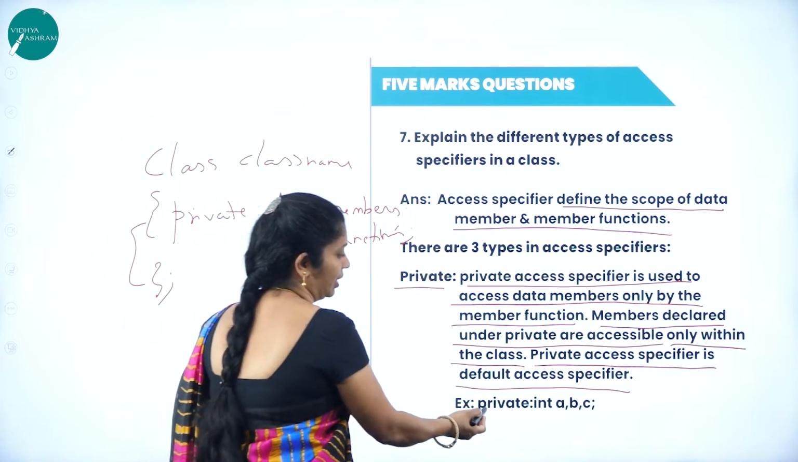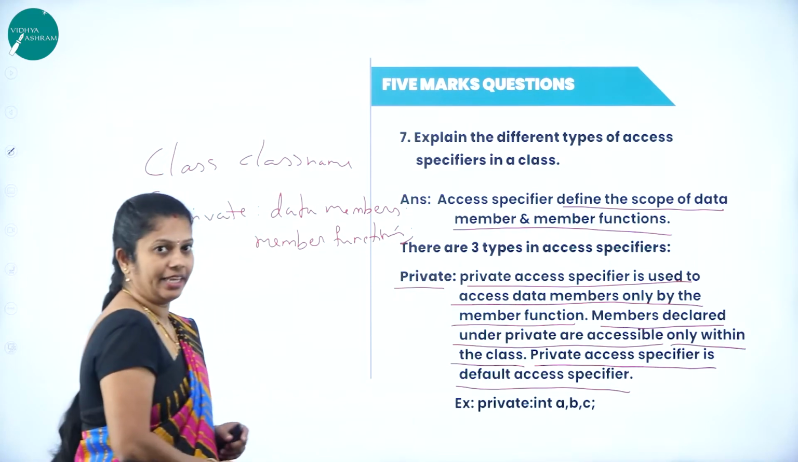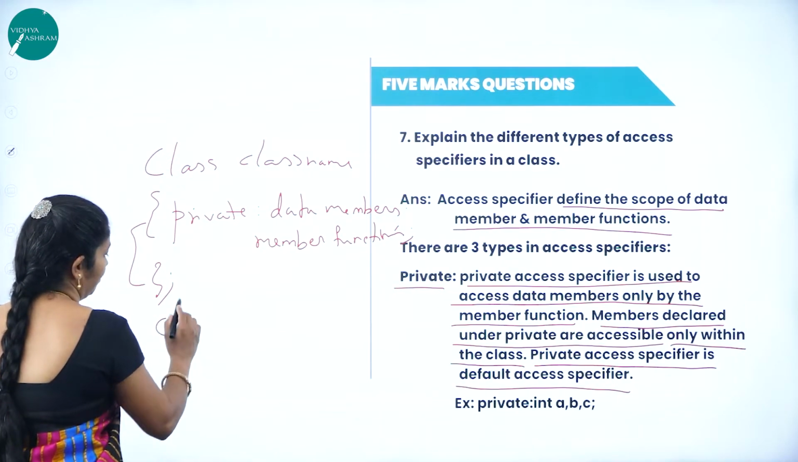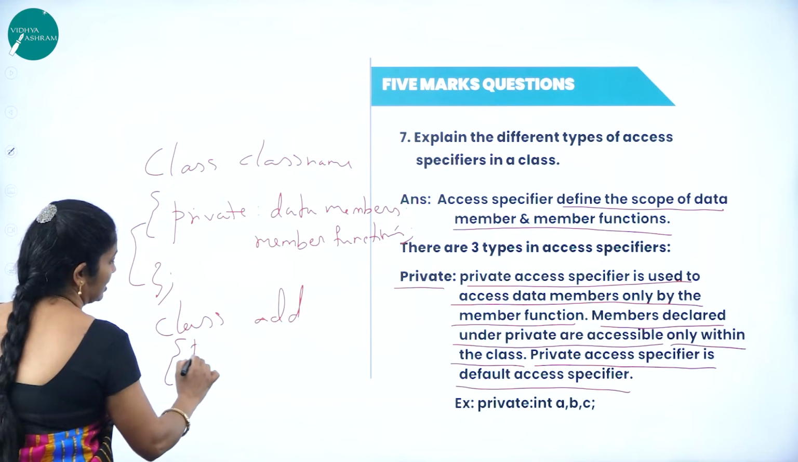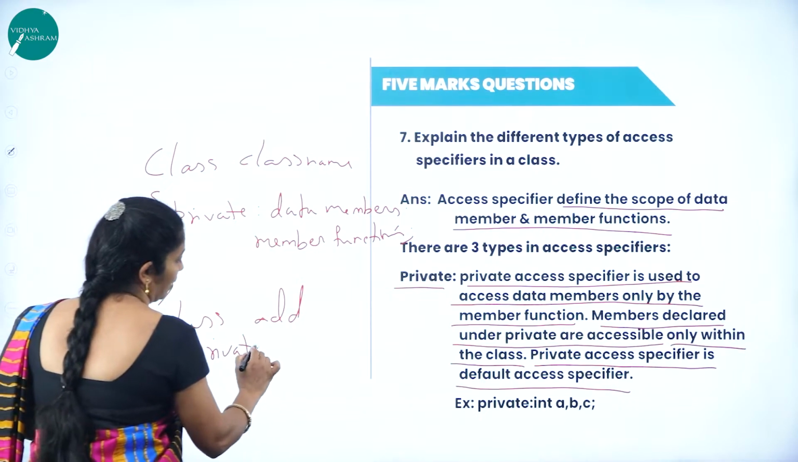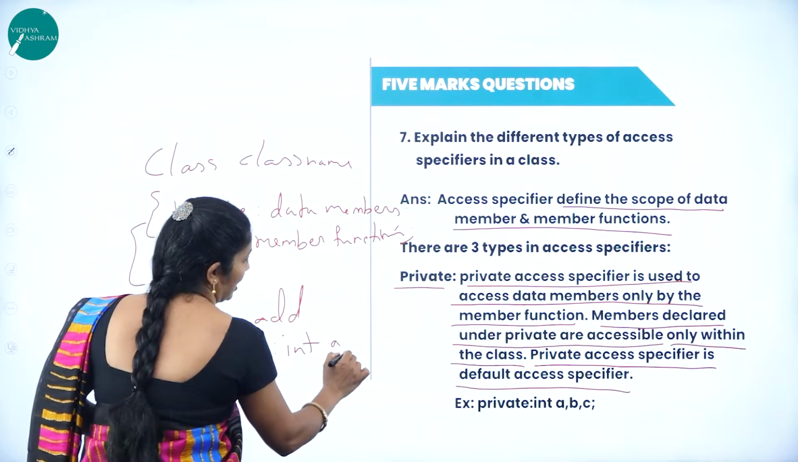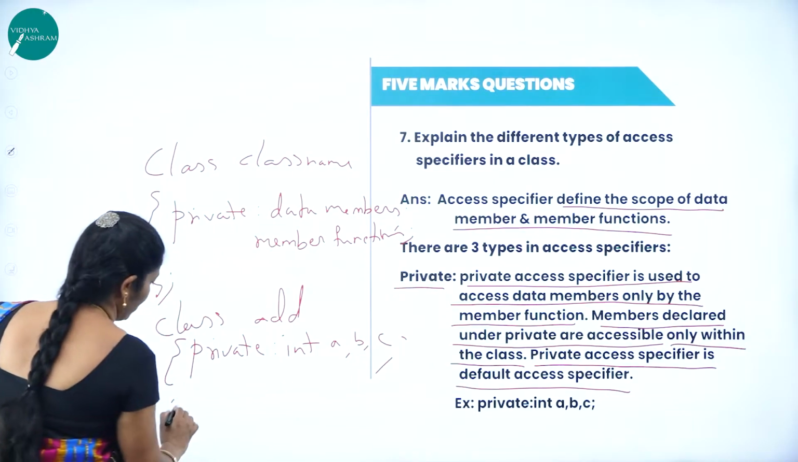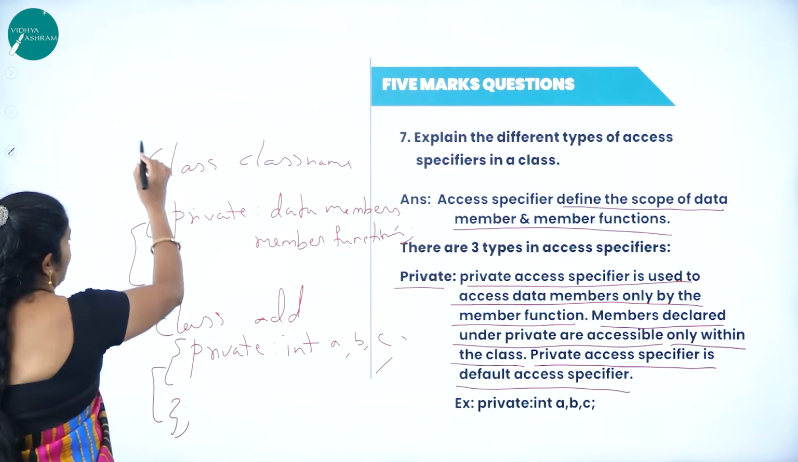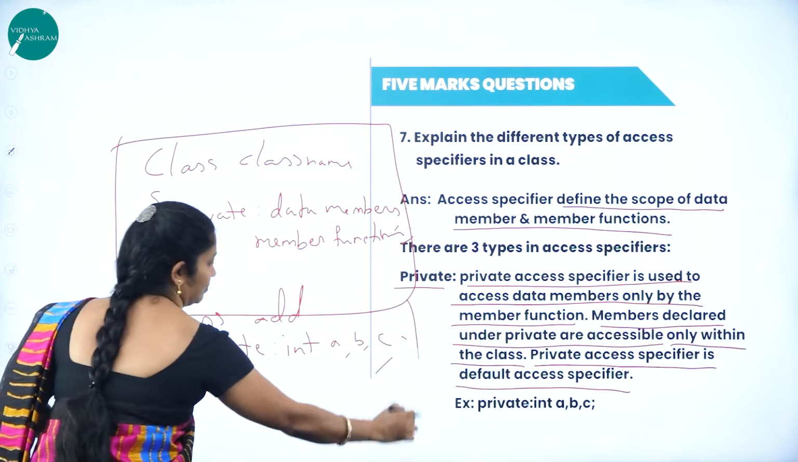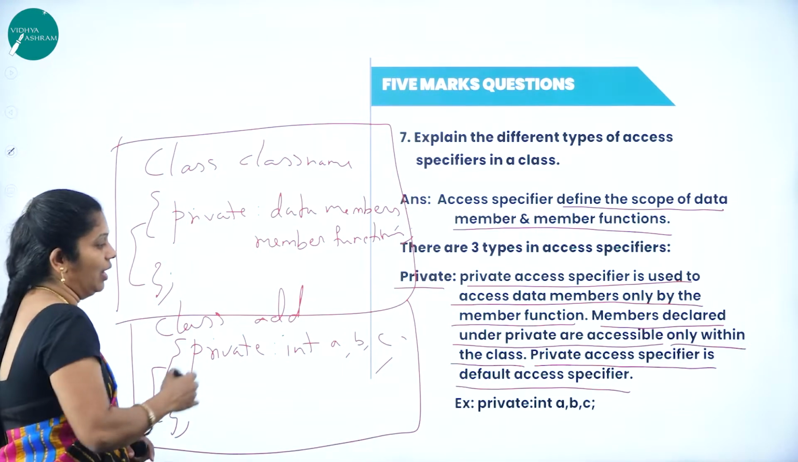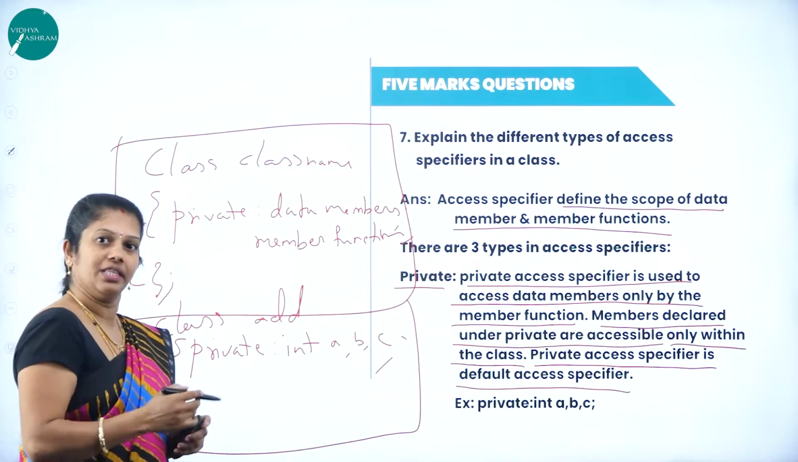In the example here, we have just written private, then int a, b, c. For example, class add, in the private section we are declaring the variables, for example int a, b, c. Then we are closing this class. This is the syntax, and here we can write the example regarding private. Otherwise, if you write private int a, b, c, that is also correct.